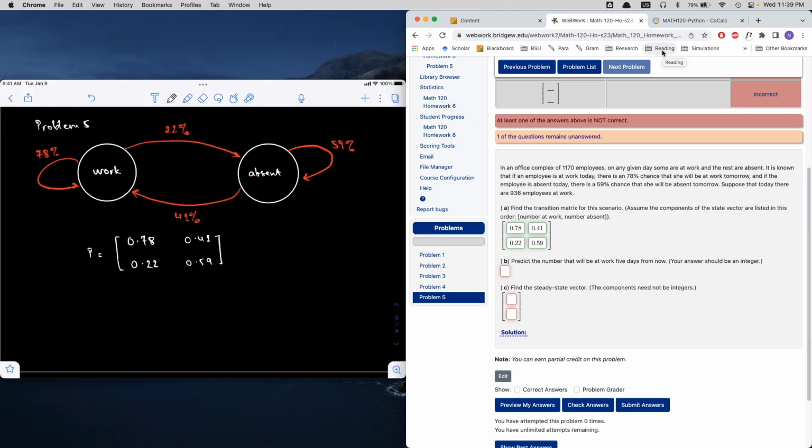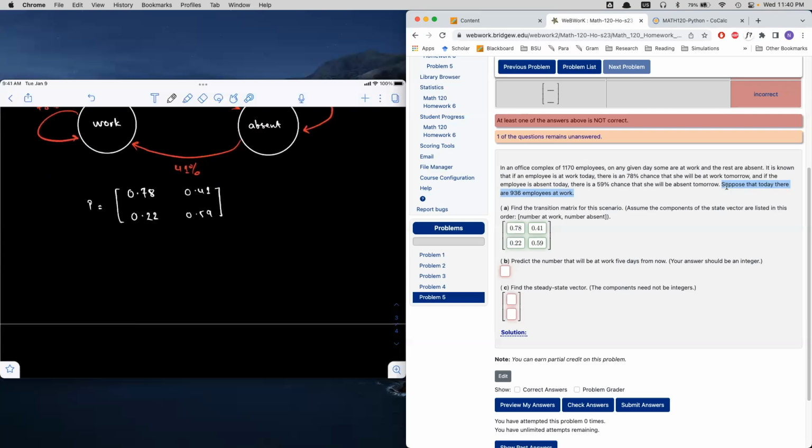Now, how could you get the initial state matrix? The problem gives you this information, right? Suppose that today there are 936 employees at work. So the initial state matrix x0 is equal to 936 divided by 1170, which gives you 80%, or 0.8. The portion of people who are absent from work today is 20%, or 0.2.